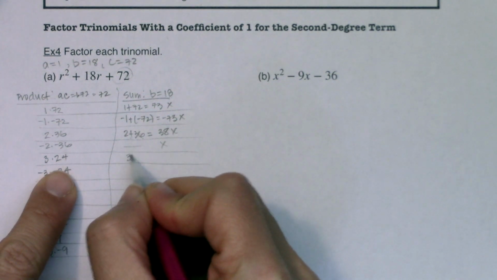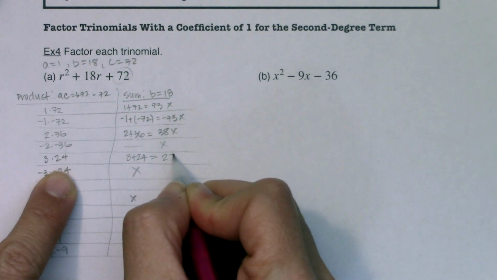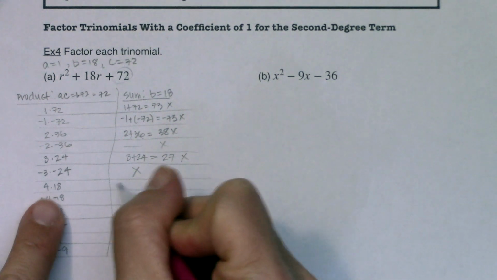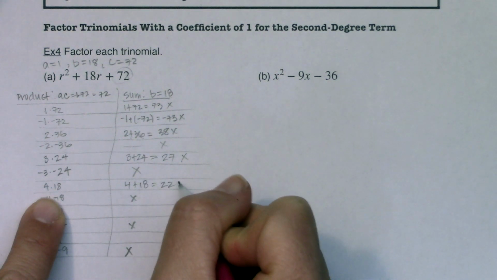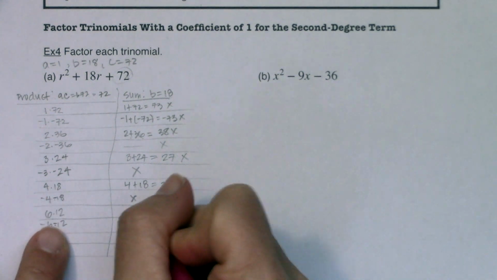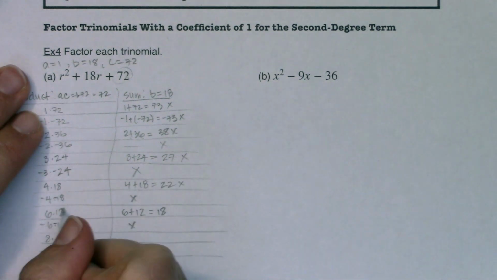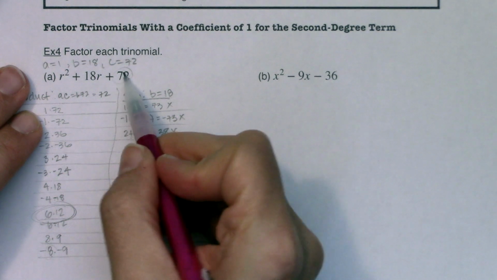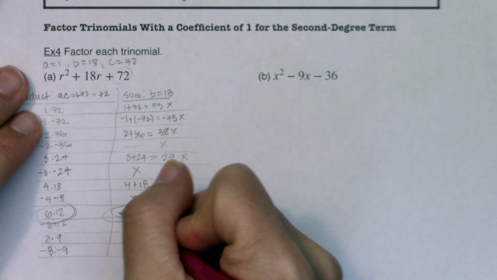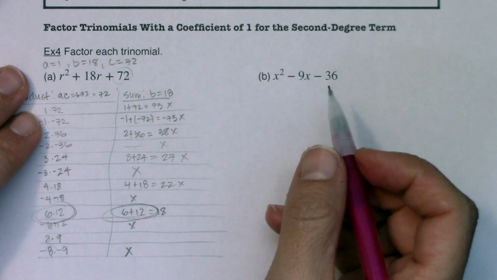All right, 3 plus 24 is going to be, what do we got, 27, not 18. All right, what do we have here? 4 plus 18 is 22. That is also not 18. 6 plus 12, aha, 18. All right, I unlocked it, right? I unlocked it. So 6 times 12 is 72, and at the same time, 6 plus 12 is 18. So that's going to be the term I want to go with.